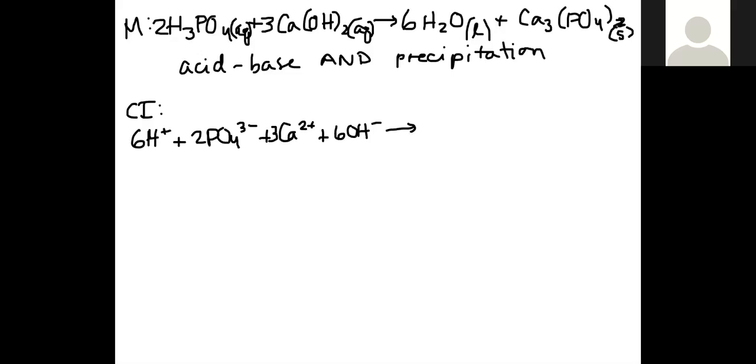And what do we do with the right side? Can we break anything up on the right side? No, we just leave it. 6H2O plus Ca3PO4 2. So you notice that since we have all liquid or solid on the right side, we can't break anything up. Now tell me, what are my spectator ions?